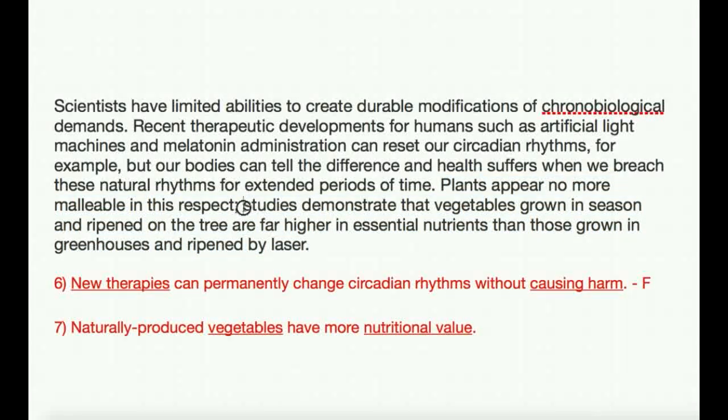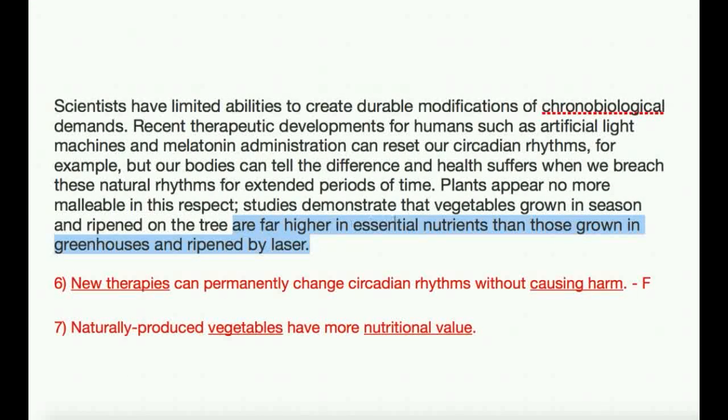So it looks like it could be here. Studies demonstrate that vegetables grown in season and ripened on the tree are far higher in essential nutrients than those grown in greenhouses and ripened by laser. So vegetables grown in season and ripened on the tree, so that's going to be naturally produced vegetables. Here it's saying they have more nutritional value.